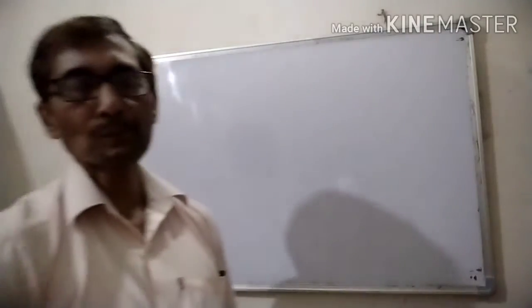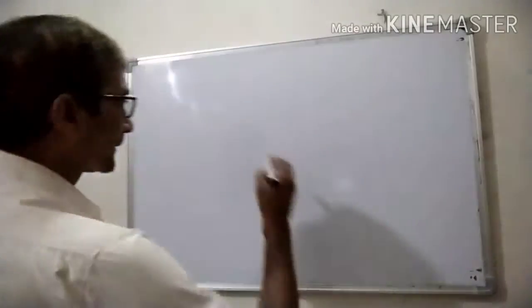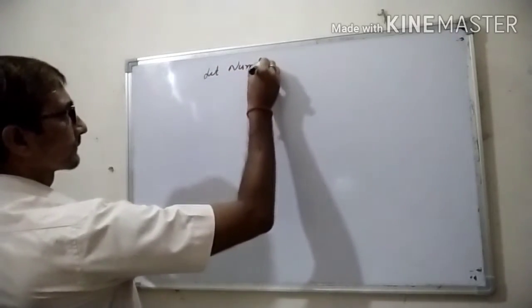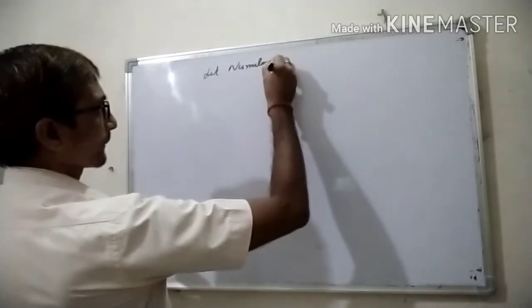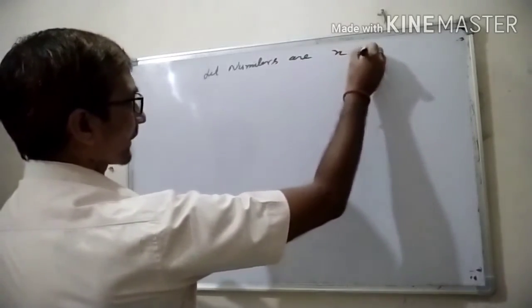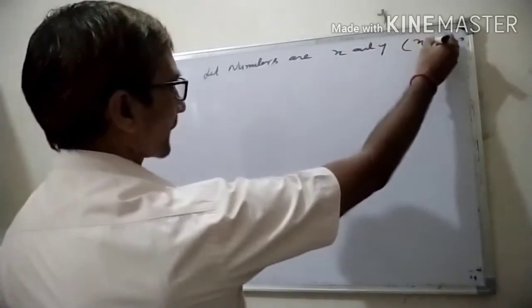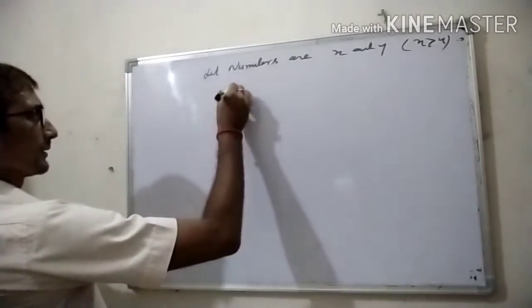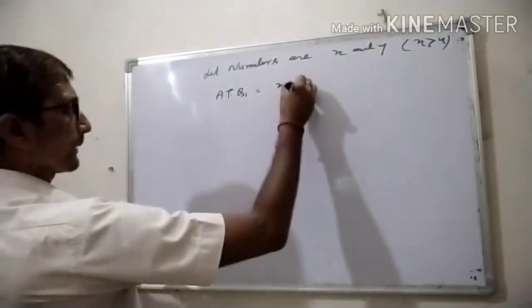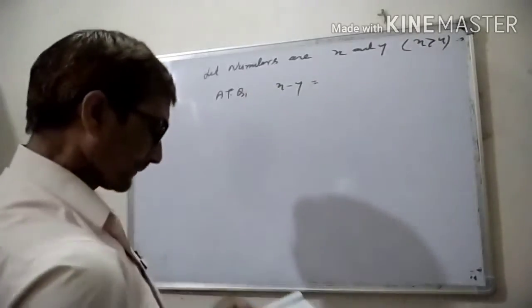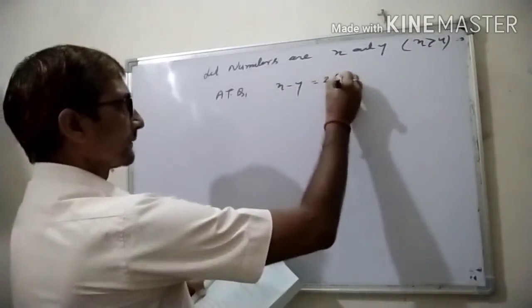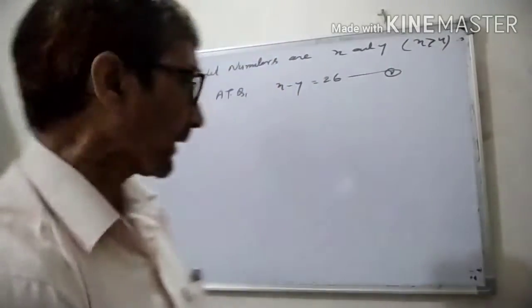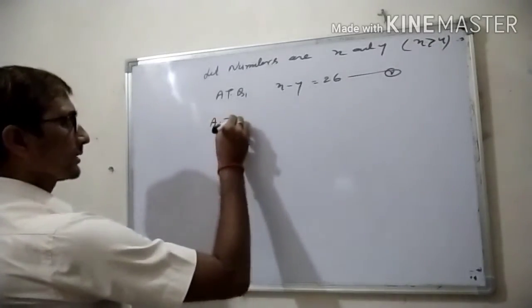Now let the numbers be x and y. Let x be greater than y. So ATQ 1: x minus y equal to 26, first equation. And ATQ, one number is 3 times the other, ATQ 2.